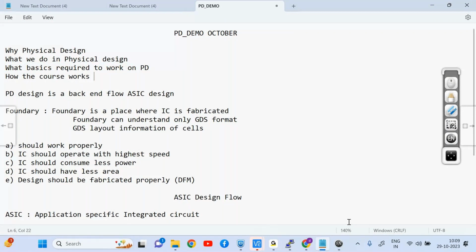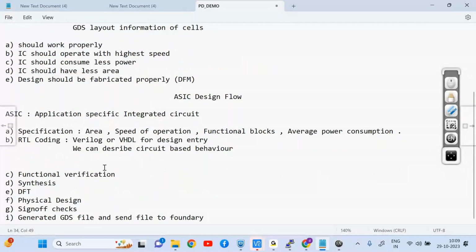So we have to give this information. Then what is the input for physical design? To understand that, and the role of physical design engineers, we are going to look at the ASIC design flow. ASIC design flow starts with what? Specification. Specification means what? Specification of the IC.